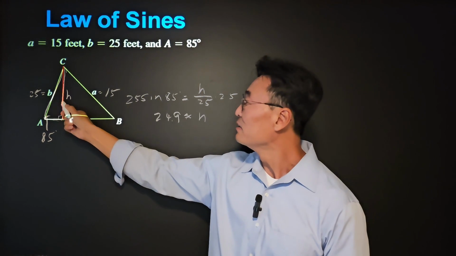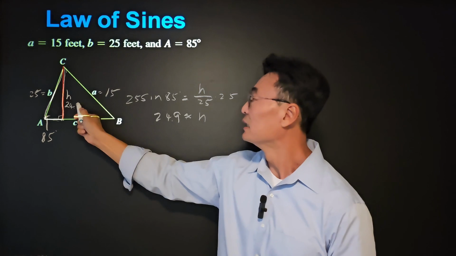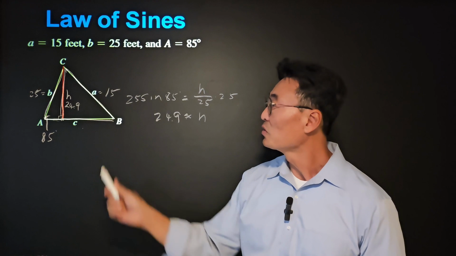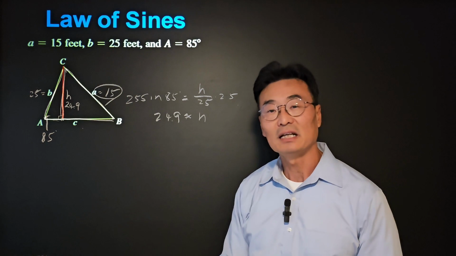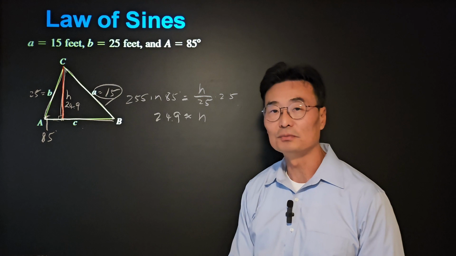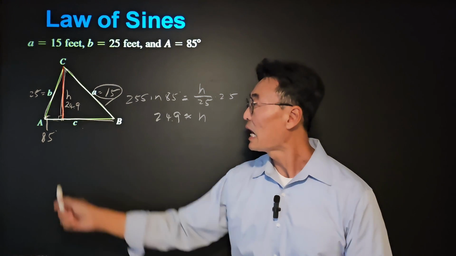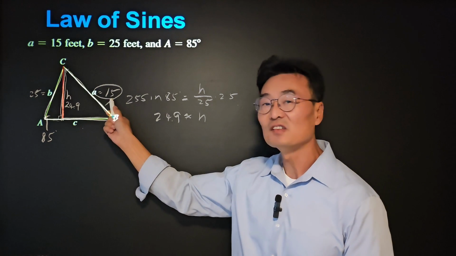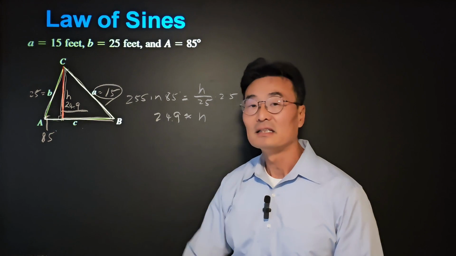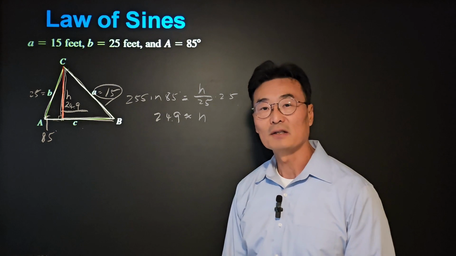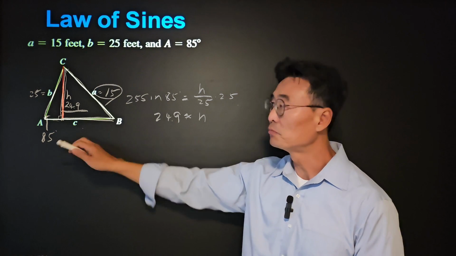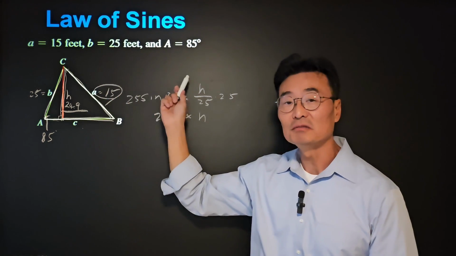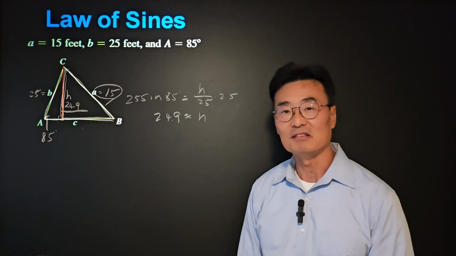So if height is 24.9, then take a look at this triangle on the right. Notice that the hypotenuse is 15. And the hypotenuse of a triangle has to be the longest side of a right triangle. However, for this right triangle on the right side, the hypotenuse is less than the altitude or the side of the triangle, which is impossible. Remember, hypotenuse has to be the longest side, which means with the given information, this triangle does not exist.